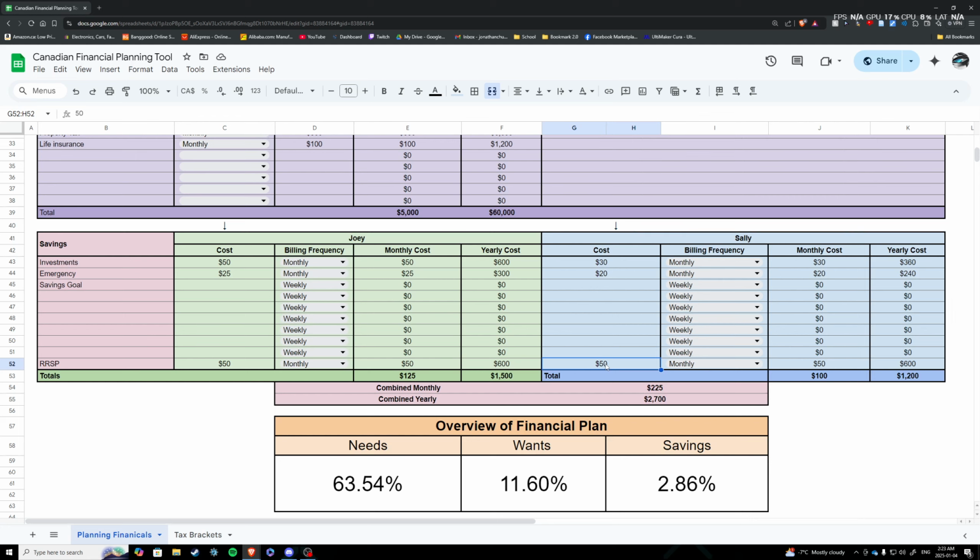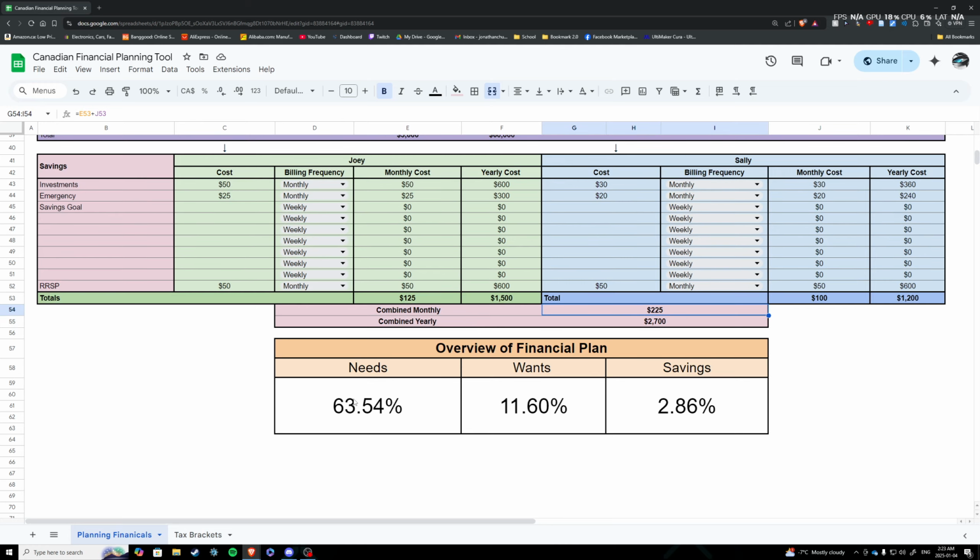So that's that. And then again, we have the combined monthly and yearly of these values. So that's $2,700 yearly and $225 monthly. That's going towards savings.